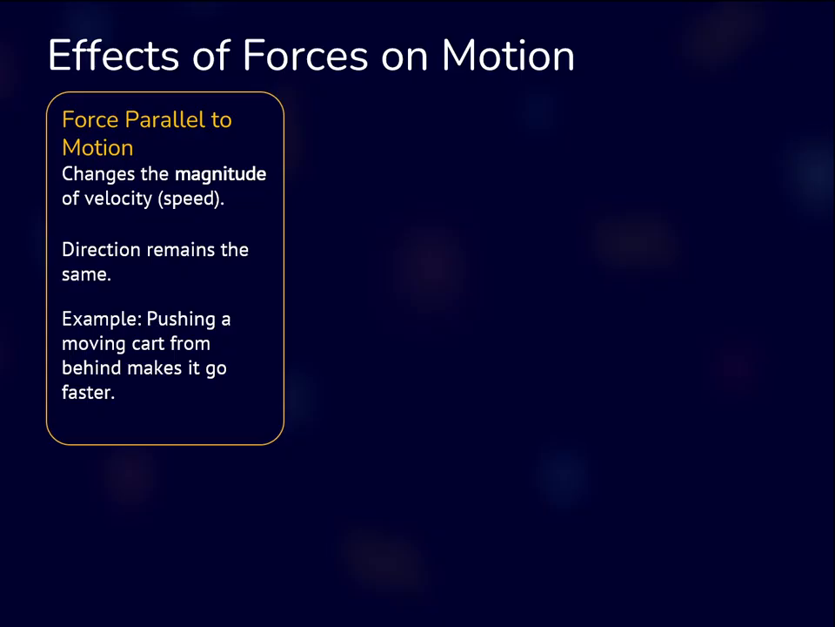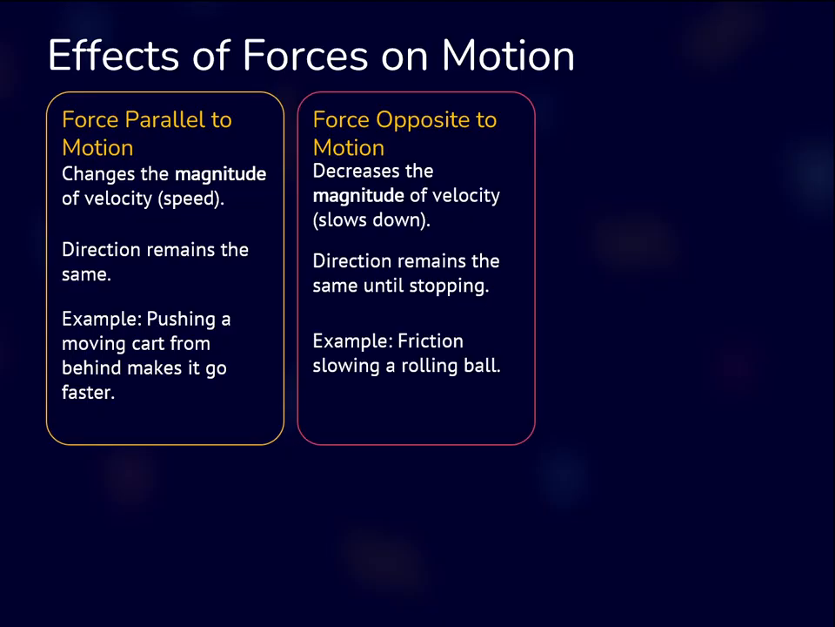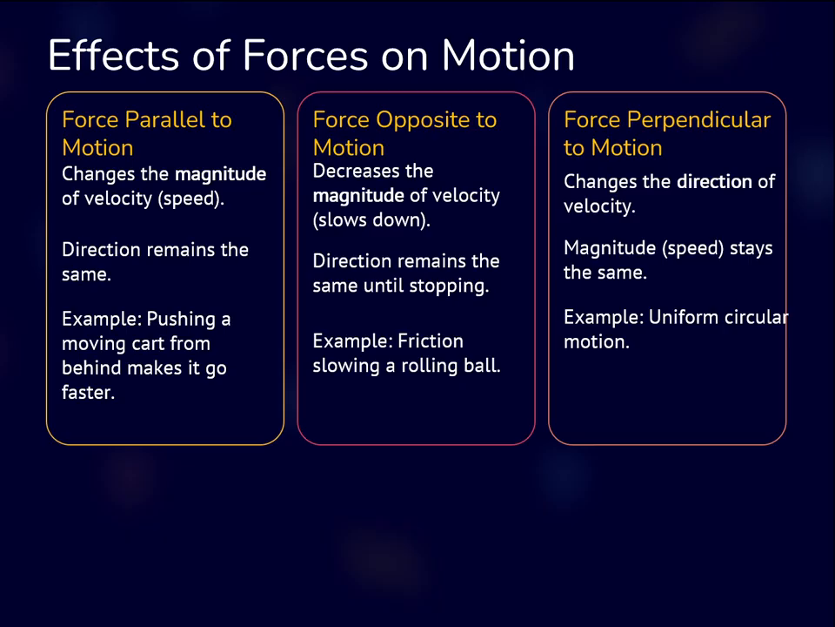For example, if you're running a race and someone gives you a push from behind, you will speed up. You accelerate. But the direction of your velocity stays the same, even though the magnitude, meaning how fast you're going, increases. But what about force opposite to motion? This type of force slows you down. A good example is friction, like wind resistance or dragging your feet while running. The force is still along the same line as your motion, but it's in the opposite direction, which will decrease your velocity. But what about force perpendicular to motion?